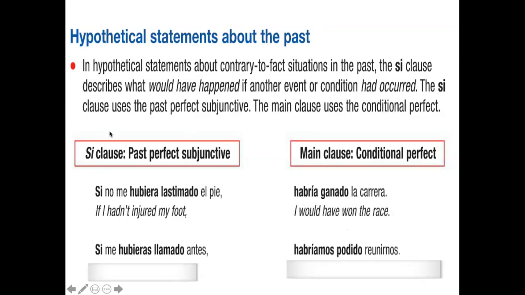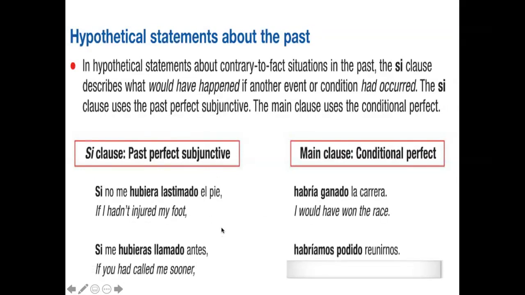¿No? So here, past perfect subjunctive: hubiera lastimado, hubiera estudiado, hubiera comprado, hubiera caminado, ¿no? And habría ganado, main clause, conditional perfect. ¿No? Difference is here habría, aquí hubiera, ¿no? So main clause is gonna be conditional perfect. Okay, the "si" clause is gonna be past perfect subjunctive, ¿vale?